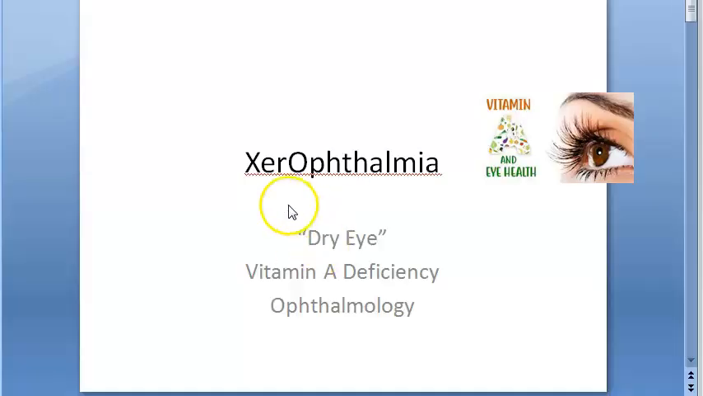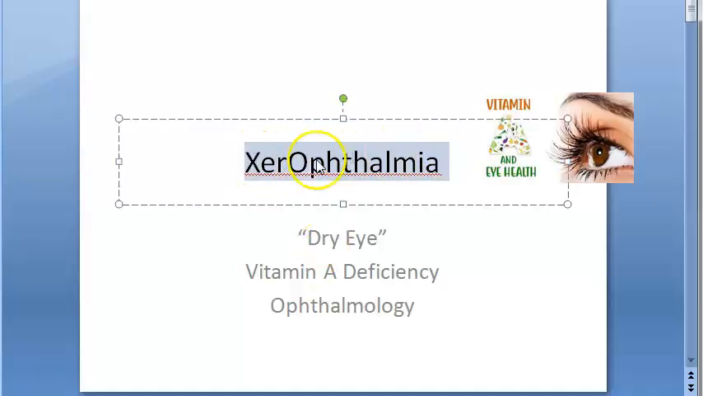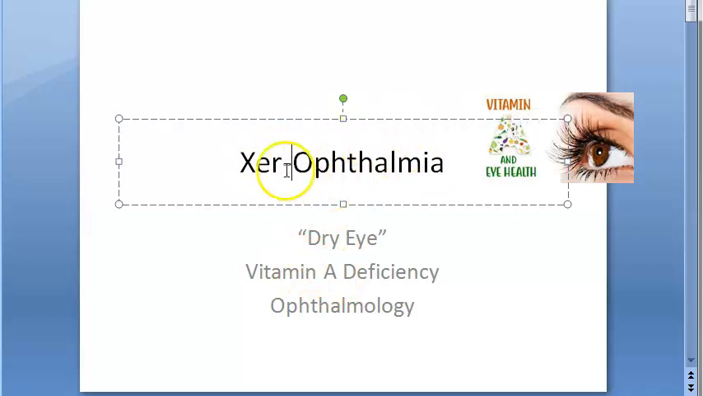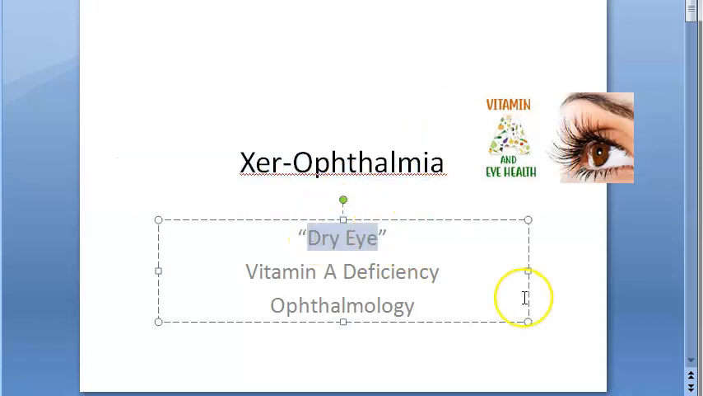Hello people, in this video let us look at this terminology, xerophthalmia. So we are reading this in what? In ophthalmology, right? Xerophthalmia. Xero is what? It's dry. Ophthalmia is something to do with the eye. So dry eye. Xerophthalmia stands for dry eye.